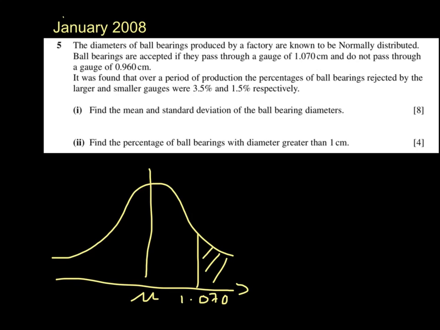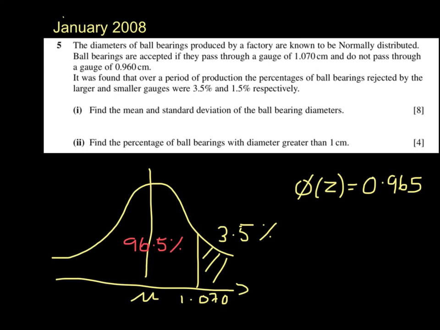larger ones rejected are 3.5%. Remember, normal distribution always works with the larger area, so if that's 3.5%, then it's actually the 96.5% here that will be in my table. So I'm looking for an area, or phi of z, of 0.965. I need to work out from my tables the z value.